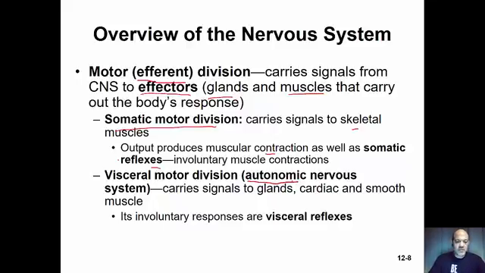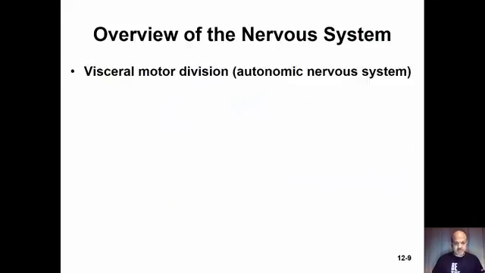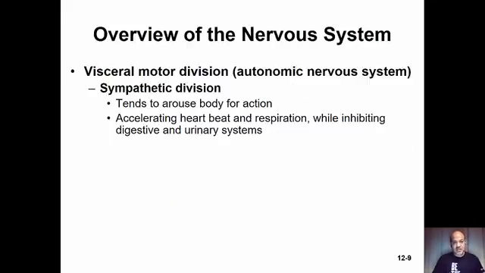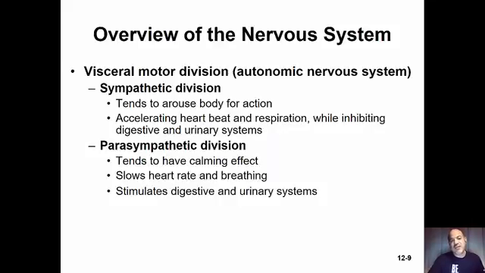Okay, so visceral. Here, we're going to carry signals to glands, cardiac, and smooth muscle. And smooth muscle, for example, lines the stomach and the intestines. And so this would involve involuntary responses, which we would refer to as visceral reflexes. That last one we're talking about, the visceral motor division, or the autonomic nervous system, has both sympathetic and parasympathetic divisions. So we separated the two.